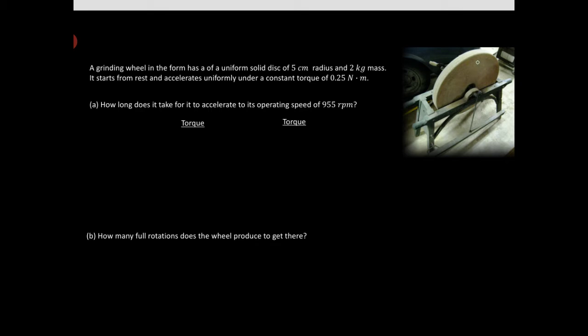All right, so what I do, I have a grinding wheel here, and I'm going to spin it up to its operating speed, which is 955 revolutions per minute. It's a solid disk, and we just want to figure out how long it takes to do that and how many full rotations it goes around to get to its operating speed of 955 revolutions per minute.